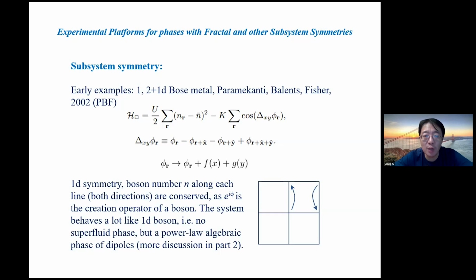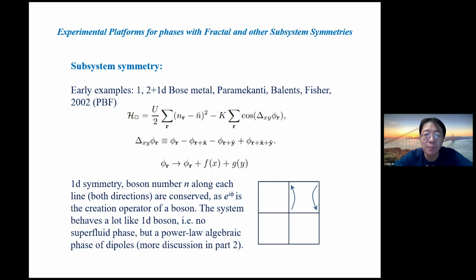So let me first review a little bit about the subsystem symmetry, and then we will get back to the fractal symmetry. This is one of the early examples of the subsystem symmetry. It was a model proposed by Paramekanti, Balents, and Matthew Fisher, my colleagues in Santa Barbara, in 2002. I'm going to use this model quite often, especially in the second half of my talk, so I will just call it the PBF model.